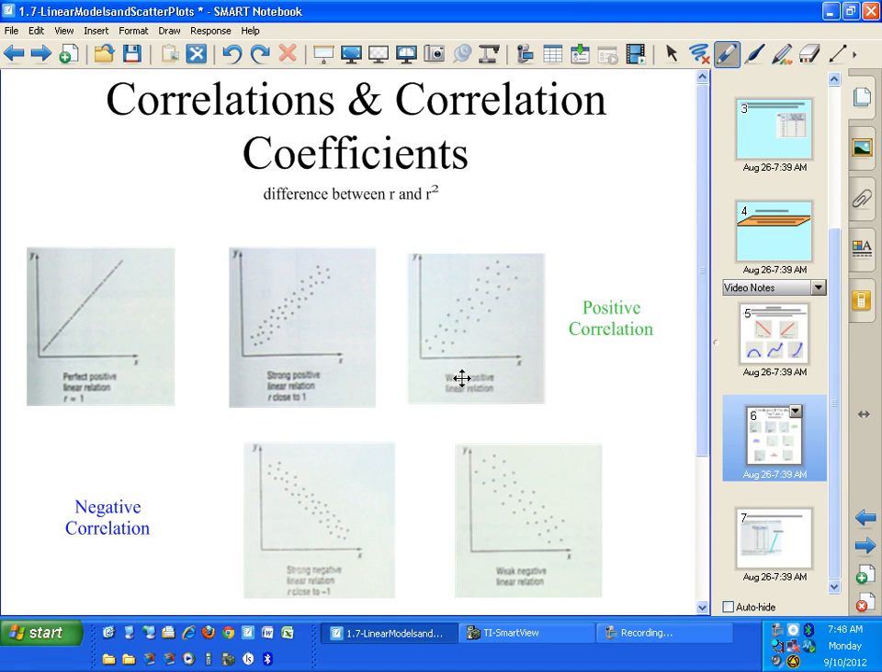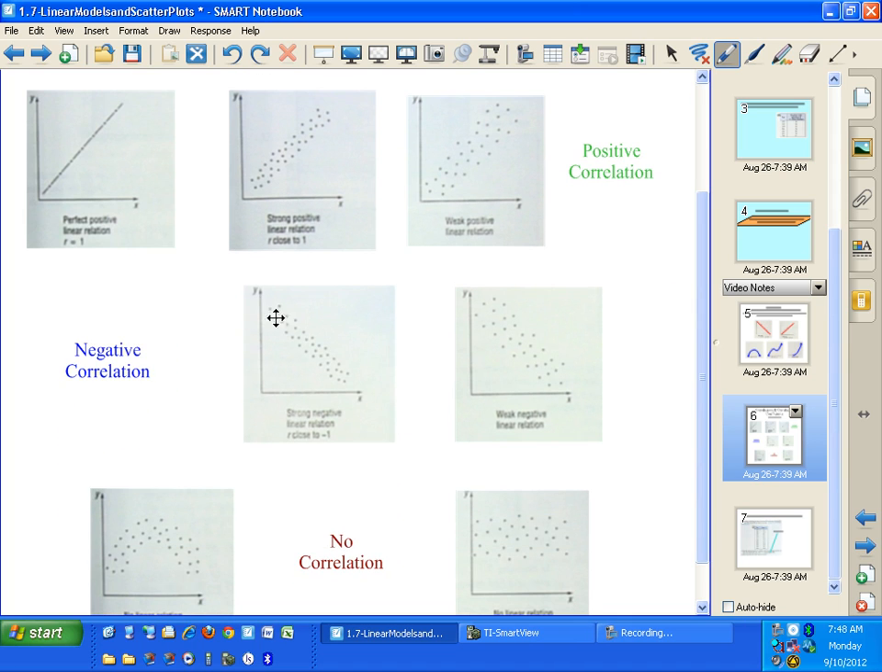But all of these are positive correlation because you have a positive slope. A negative correlation would look like this. This is a fairly strong negative correlation because all the points are going downhill, and then these are a little weaker because they're spread out more and there are fewer points going in one place.